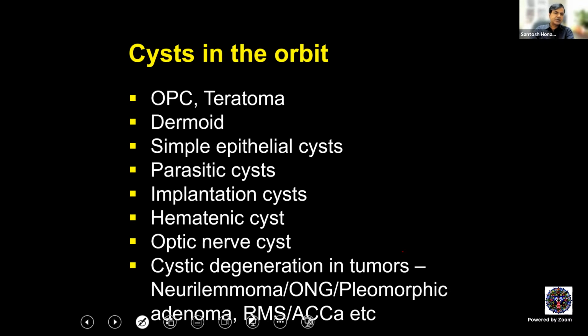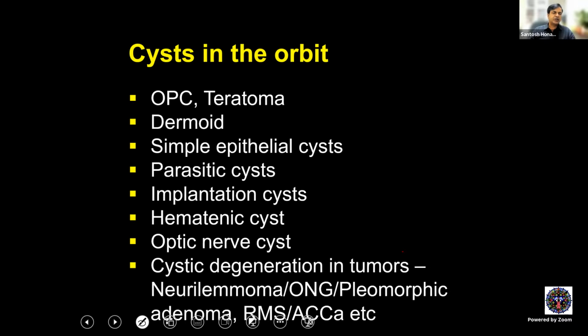Optic nerve cyst, either with or without coloboma, right? If there is an optic disc coloboma and there is an optic nerve cyst, that's evident, but some patients don't have an optic disc coloboma but yet have an optic nerve cyst. Cystic degeneration of tumors is common in neurilemoma, optic nerve glioma, pleomorphic adenoma. That is not worrisome, but what is worrisome is the cystic degeneration in patients with rhabdomyosarcoma and adenoid cystic carcinoma.